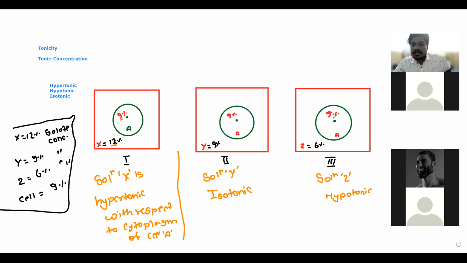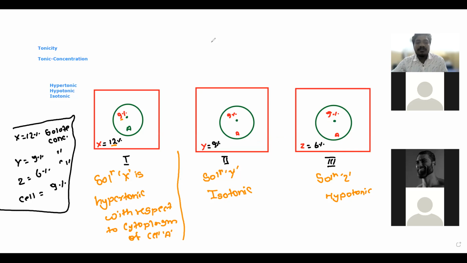Why? Suppose there is a type of cell whose cytoplasmic concentration is 10%. Then this particular solution Y cannot be isotonic to this new type of cell. That is why it is always said that solution X, Y, or Z is isotonic, hypertonic, or hypotonic with respect to a given cell. That is very, very important, so please do remember all these concepts.